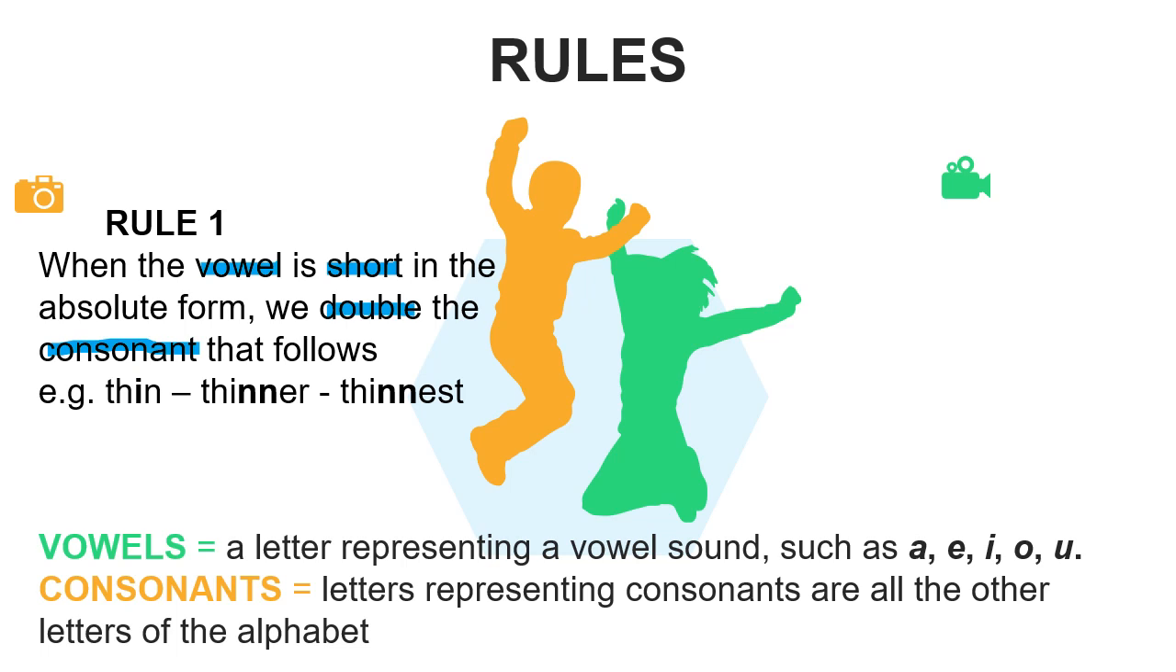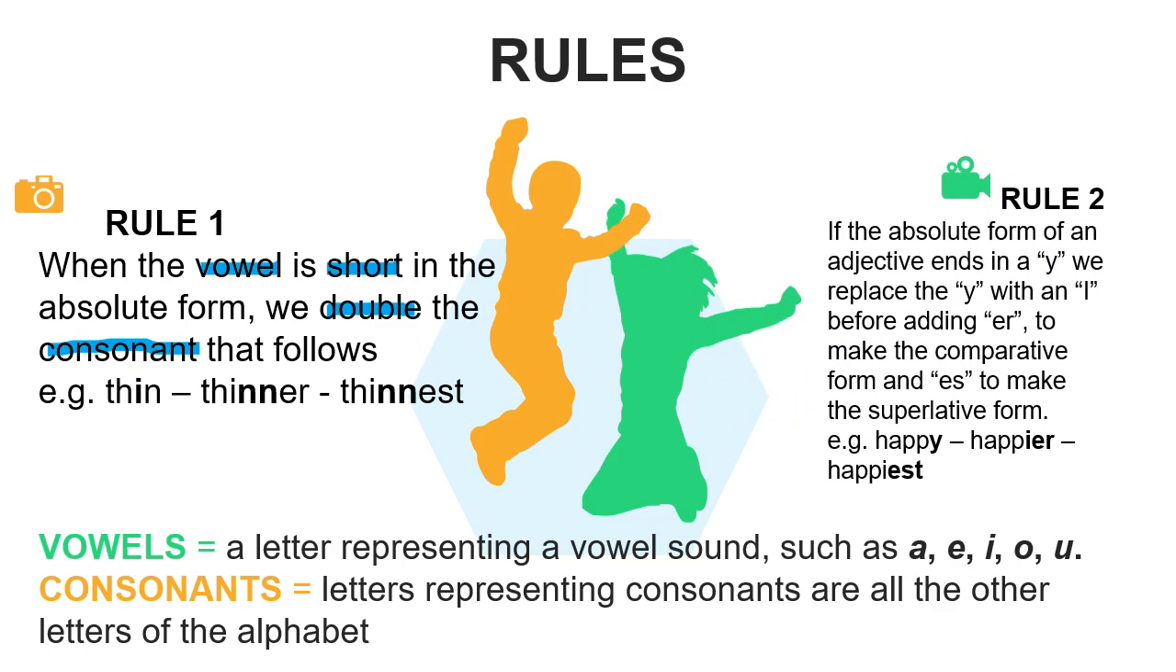I can give you another example. Say the word small. Can you hear that the vowel, the A, is short? You don't say smale. So whenever that vowel is short, you double the consonant in the comparative and the superlative form. Smaller and smallest.